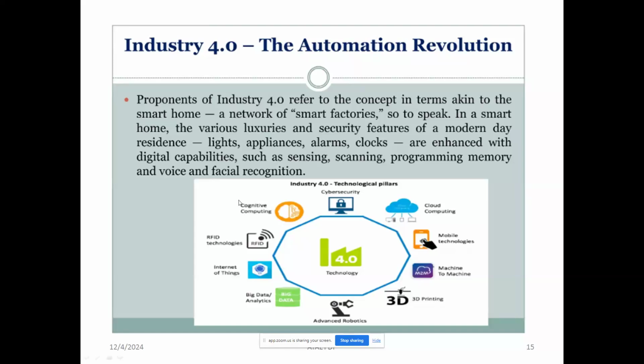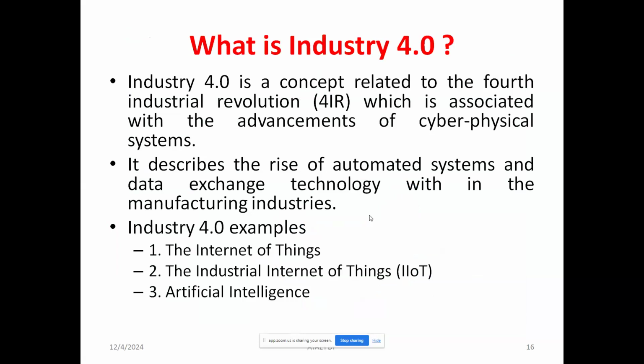For all these things, the crown technology is cyber security, because we all would like to believe whether Industry 4.0 is a secured one. Yes, of course, cyber security is ensured when we prefer Industry 4.0. It is a concept related to the fourth industrial revolution, which is 4IR. It is associated with the advancements of cyber physical systems. Hope many of you might have used a cyber physical system. It describes the rise of automated systems and data exchange technology within manufacturing industries.